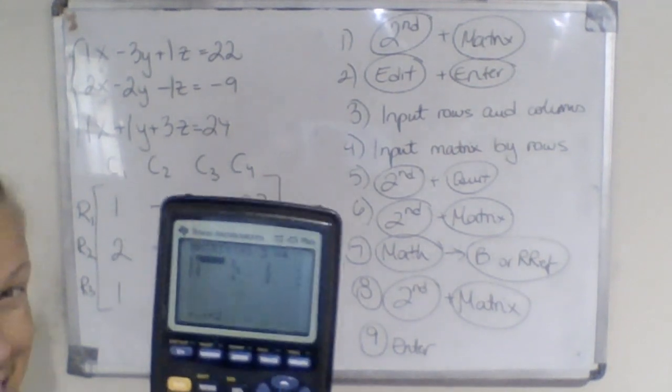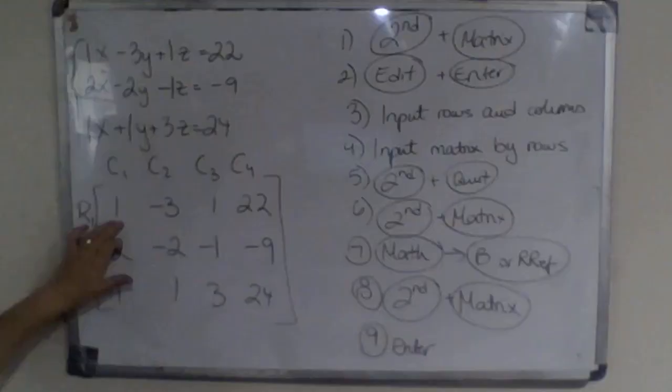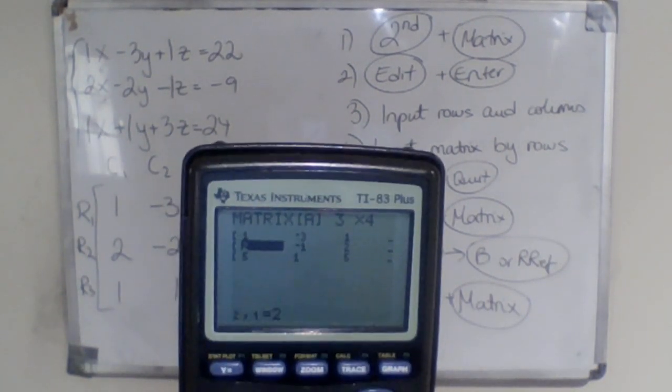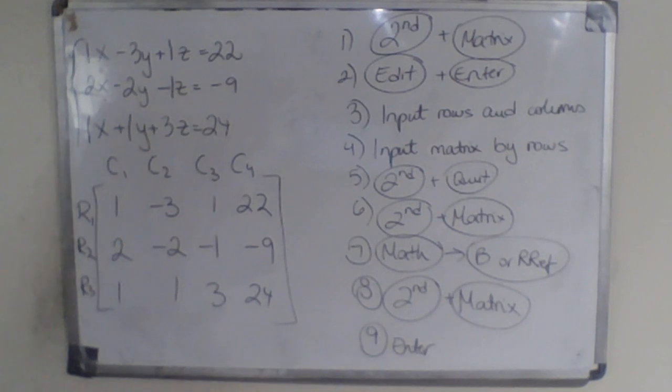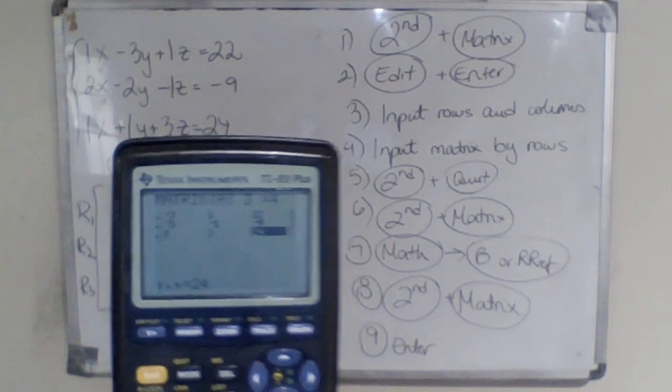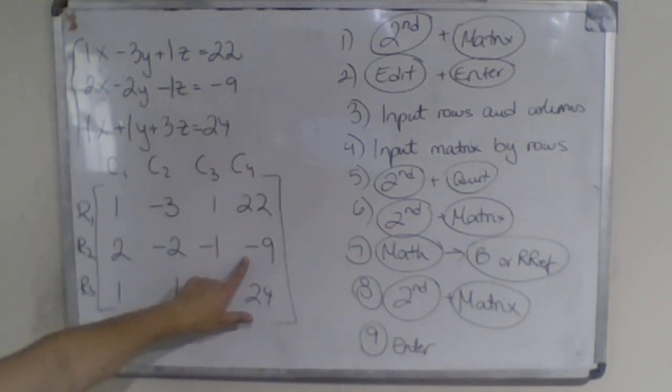Your calculator should already be set up because that's what we did in our last lesson. We're going to input the matrix by rows. Row 1 is 1, enter, negative 3, enter, 1, enter, 22, enter. And you're going to notice your prompter moves to the second row. 2, enter, negative 2, enter, negative 1, enter, negative 9, enter. It's moving us to row 3. 1, enter, 1, enter, 3, enter, 24, enter. We are now done. That's the last term. Now, please remember, use your negative sign to put in your negative numbers. Don't use minus. You're going to get an error, and you're going to be like, I don't know what I did wrong.